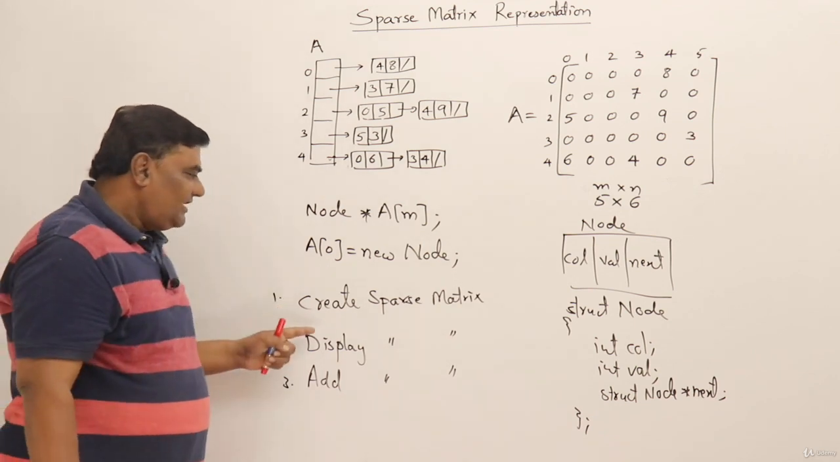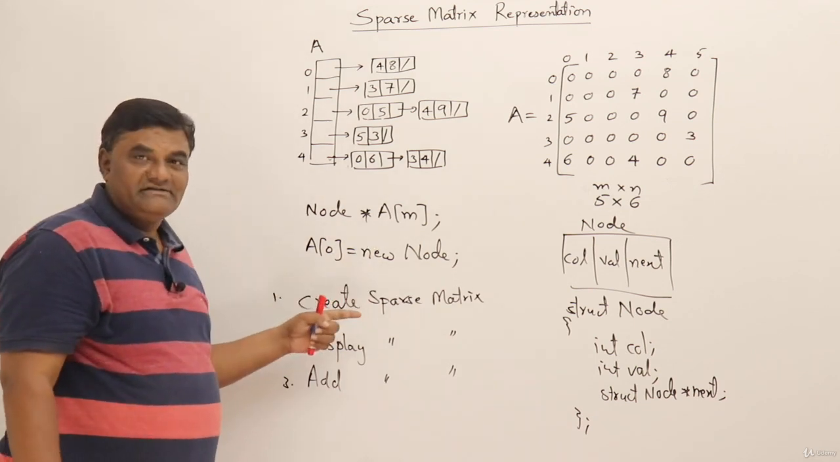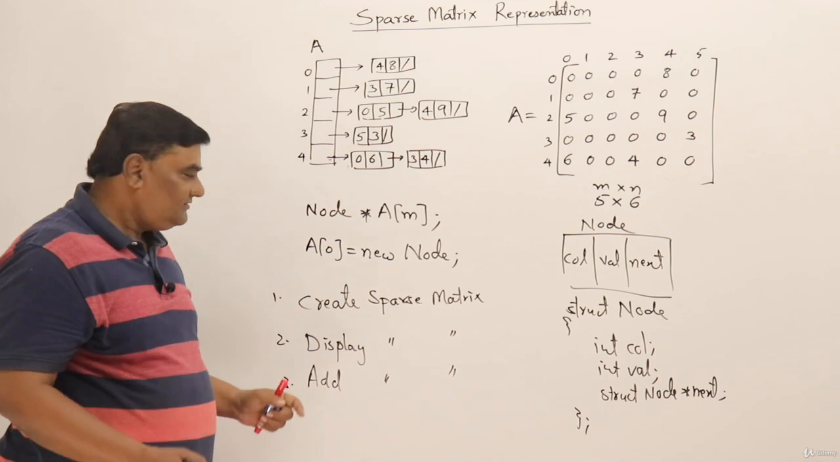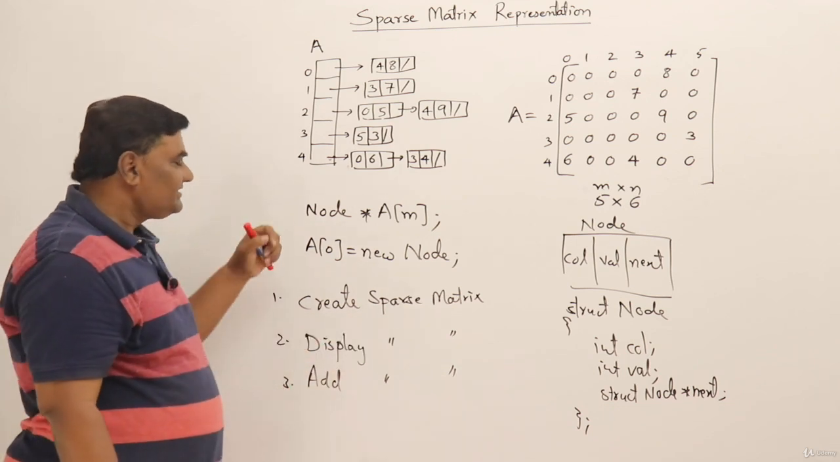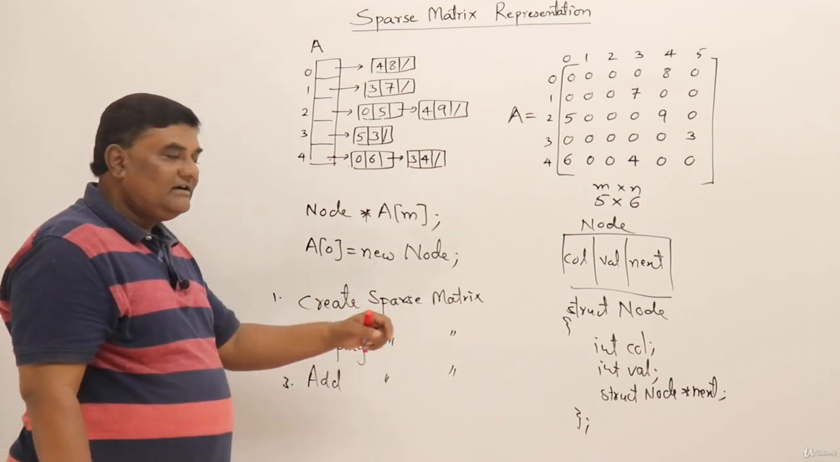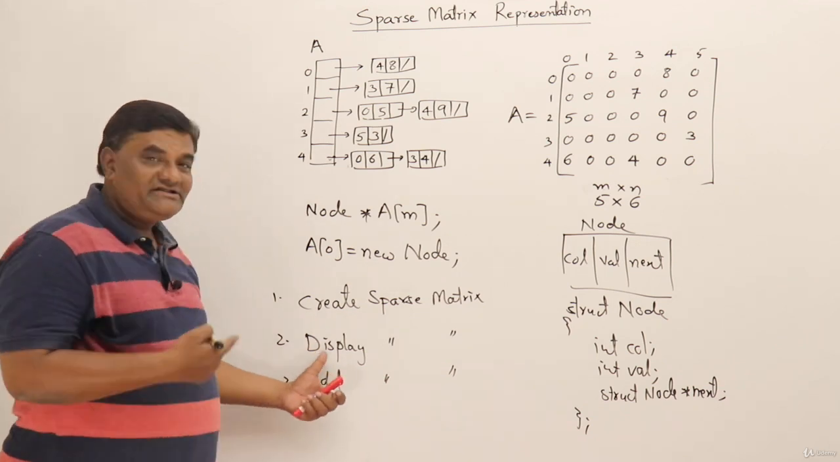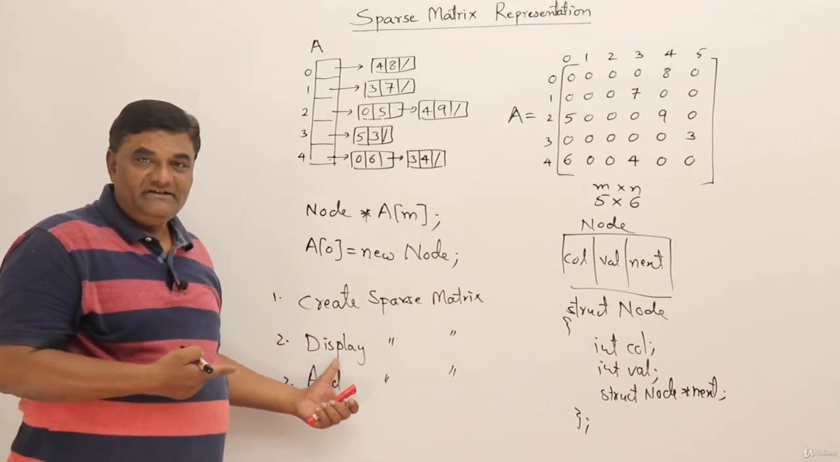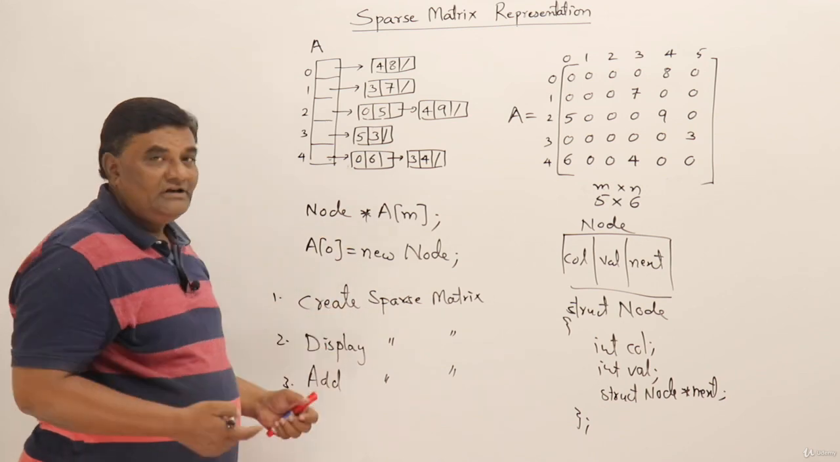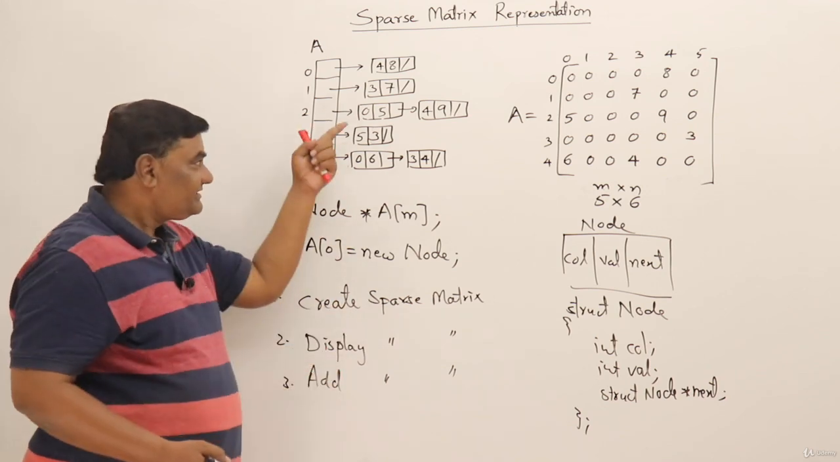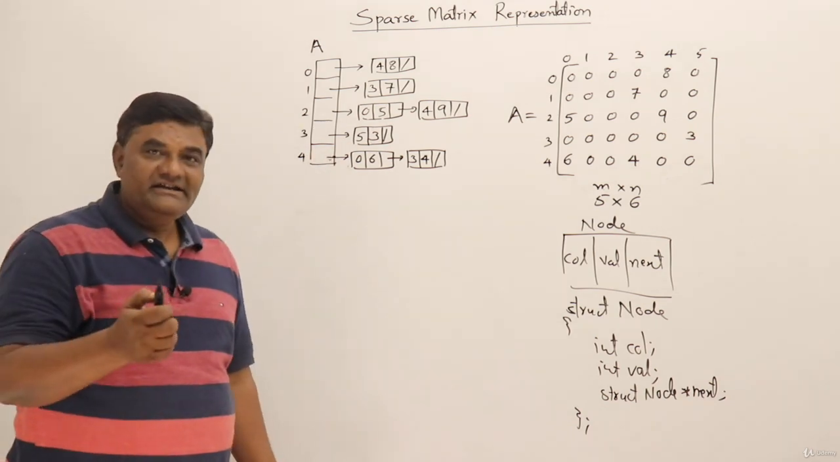So these are the three things you have to do: create sparse matrices, so you should be able to create more than one, then display the sparse matrix, and add two sparse matrices. Out of this, I will just share the idea of how to display this one. So I will write the piece of code for displaying this sparse matrix. Let us see how to display.